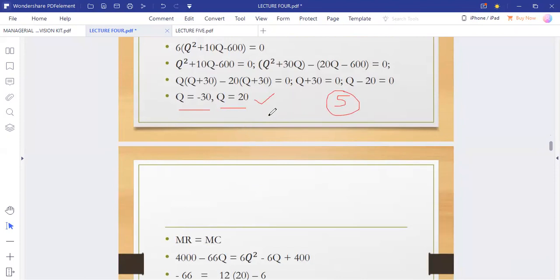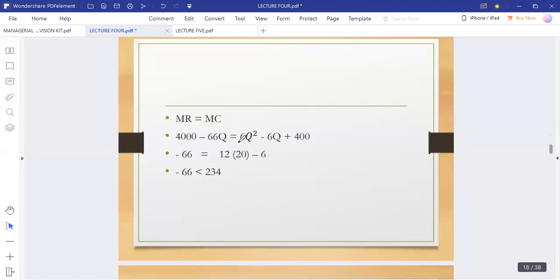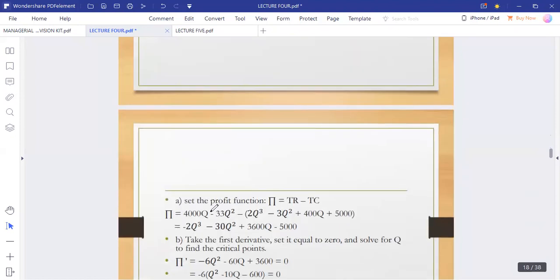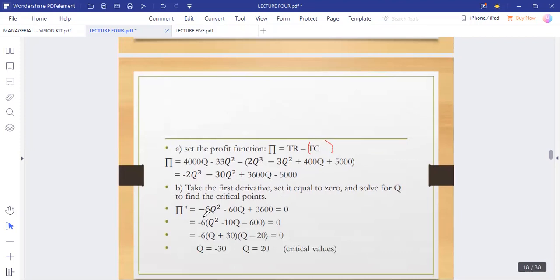They ask you what is the actual profit. You substitute this in the profit function. Profit is total revenue minus total cost. Make sure that you put total cost in brackets because the negative changes the signs. So we have 4,000 minus the cost, and this negative becomes positive. You take the like terms together, and you come up with the actual profit function. So when they ask you to find maximum profit, wherever there's Q, you put 20.